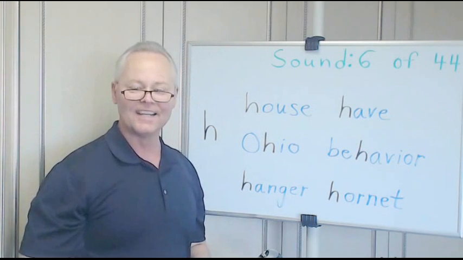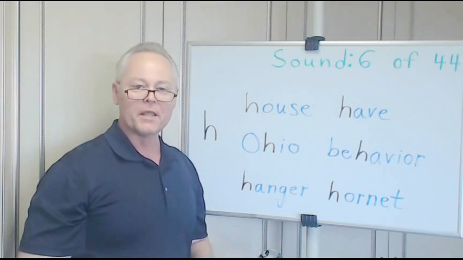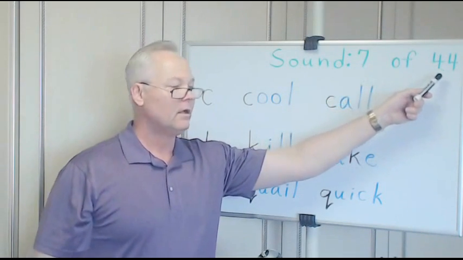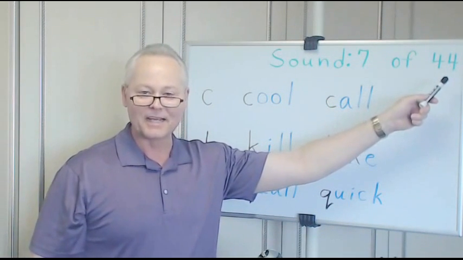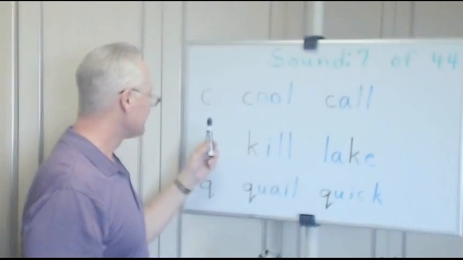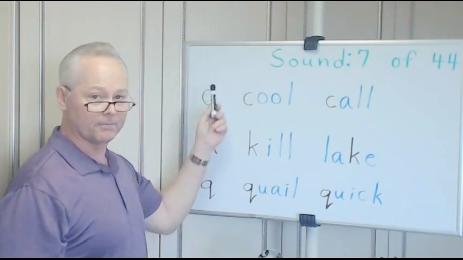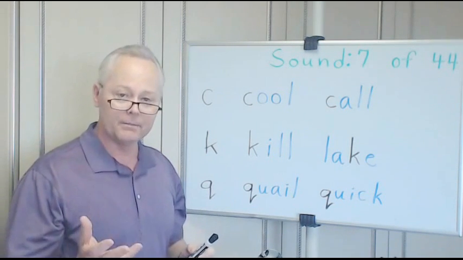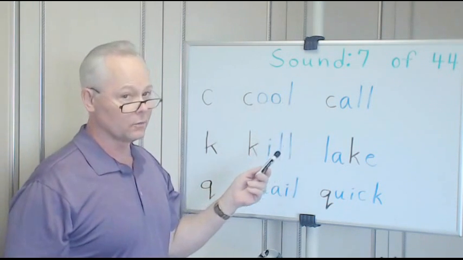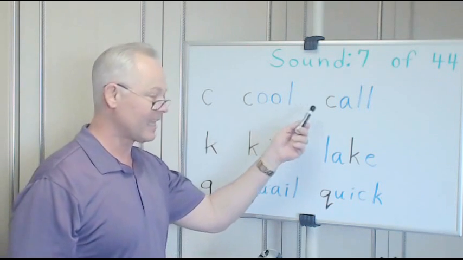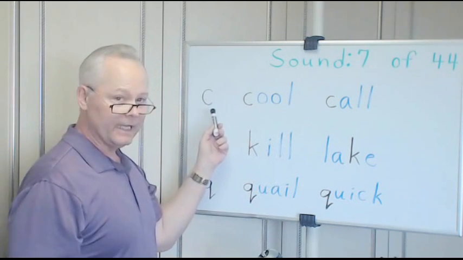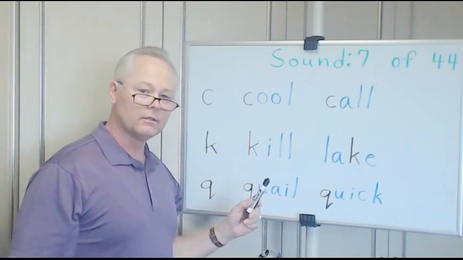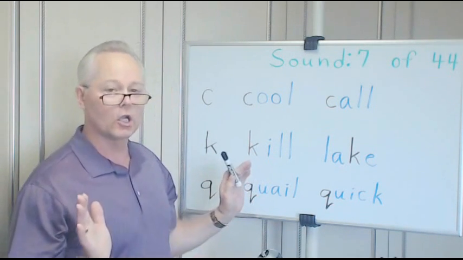The sound H. That's it for this lesson. Sound number 7 of the 44 sounds that make up American English. What sound do you think we have here? These 3 letters make the same sound in certain words. These examples, we have C, the word cool. So the sound is K.